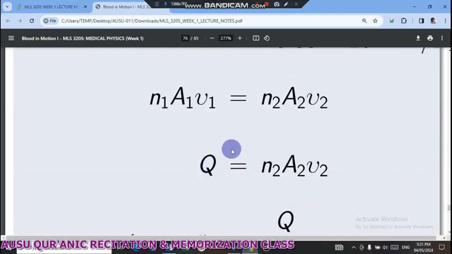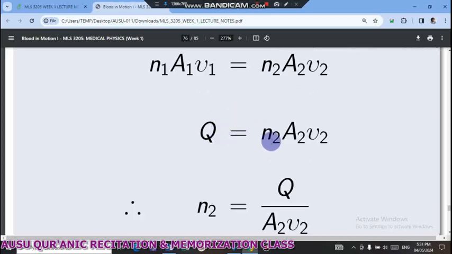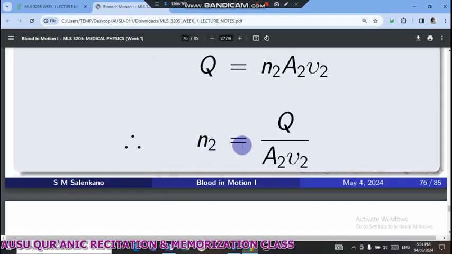Okay, let's go down again. So this one becomes Q, and in the capillaries my N2 becomes the number of capillaries, A2 is the cross-sectional area of each capillary, and V2 is the speed of blood in each capillary. They want me to get this number of capillaries, N2. So Q is equal to N2 A2 V2. If I want to get N2, I divide Q by the remaining two, A2 V2. Therefore my N2 equals Q upon A2 V2.